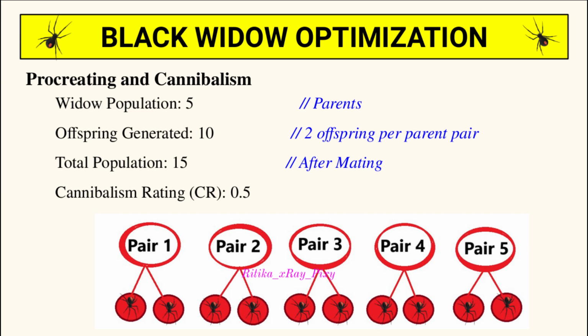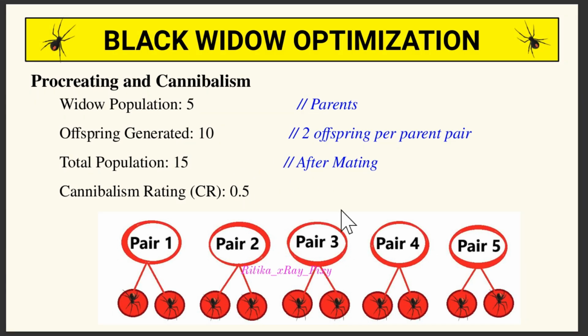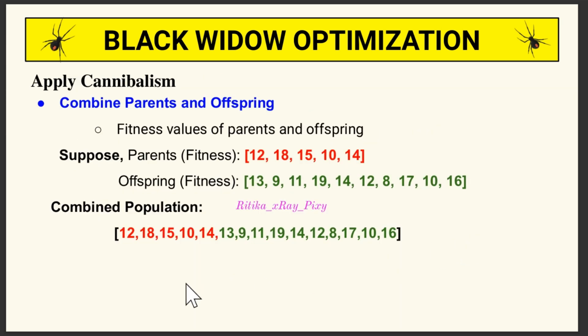It means only 50% of the population will survive. 50 divided by 2, we have 7.5, and we can round up this value to 7. Now let's try to understand this using a small example.